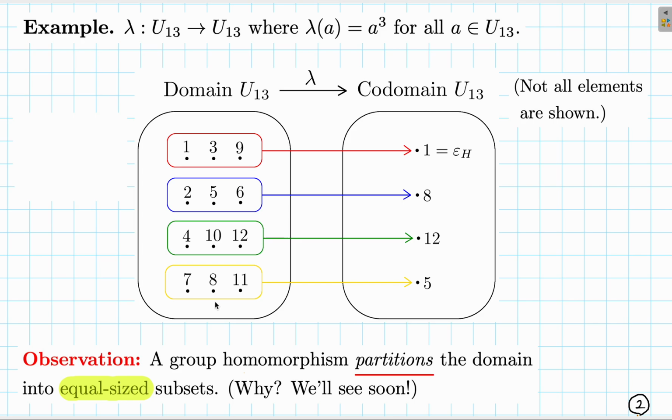It turns out, and I'll leave it for you to think about, any function does the partitioning. It subdivides the domain into non-overlapping sets that cover all of the domain. So the fact that lambda partitions the domain, U13, that's not a big deal. What is a big deal is that those subsets are equal-sized. It's not that we have 4 elements here, 2 there, 1 there, and 5 there. They all have the same size with 3 elements. And so that's a special property about a group homomorphism. And we'll see why that happens in the not too distant future.